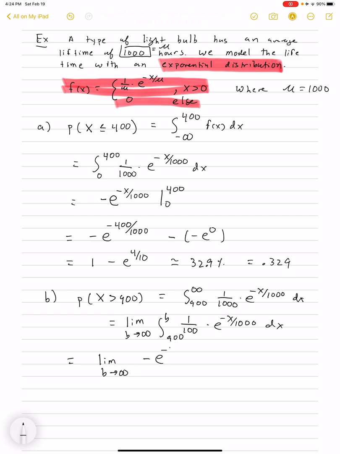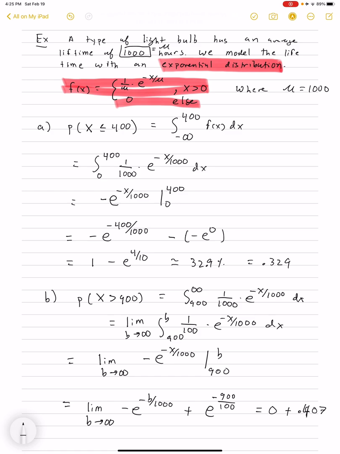Minus e to the minus x over 1,000 evaluated at 900 and at b. This is going to be the limit as b goes to infinity of minus e to the minus b over 1,000 plus, because of the double negative, e to the minus 900 over 1,000. And the limit is 0. The second number is 0.407, so 40%.